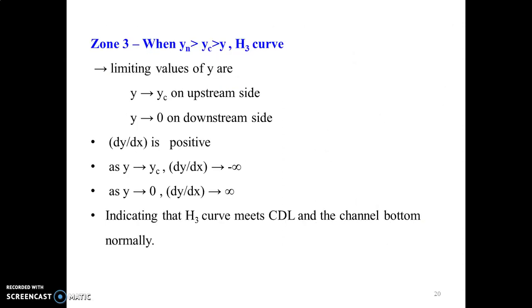Now in zone 3, y is less than both yn and yc. So the limiting values are y tending to yc on the upstream side and y tending to 0 on the downstream side. Now again dy by dx is always positive in zone 3. Now on applying these limiting conditions, when y is given the value yc, dy by dx tends to minus infinity, and when y is given the value 0, dy by dx tends to infinity. And you know that when you get a value equal to infinity, it is going to meet the nearest line normally. Here too, your H3 curve meets the critical depth line and channel bottom line normally.